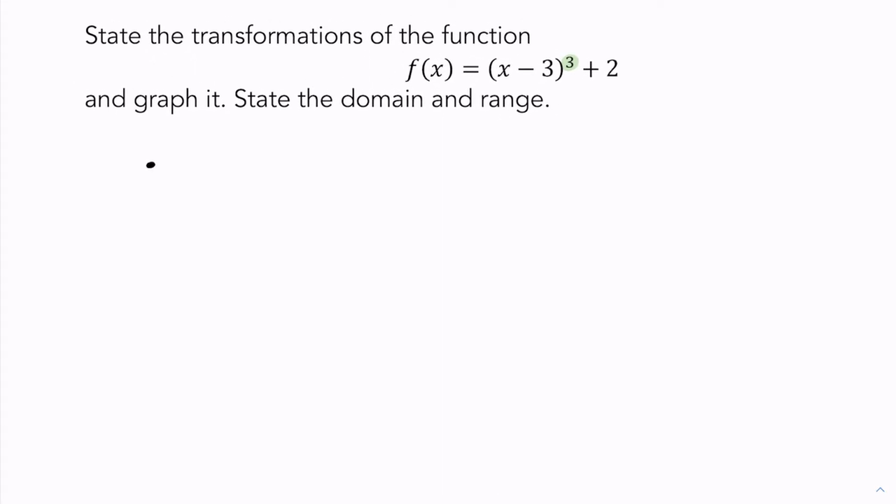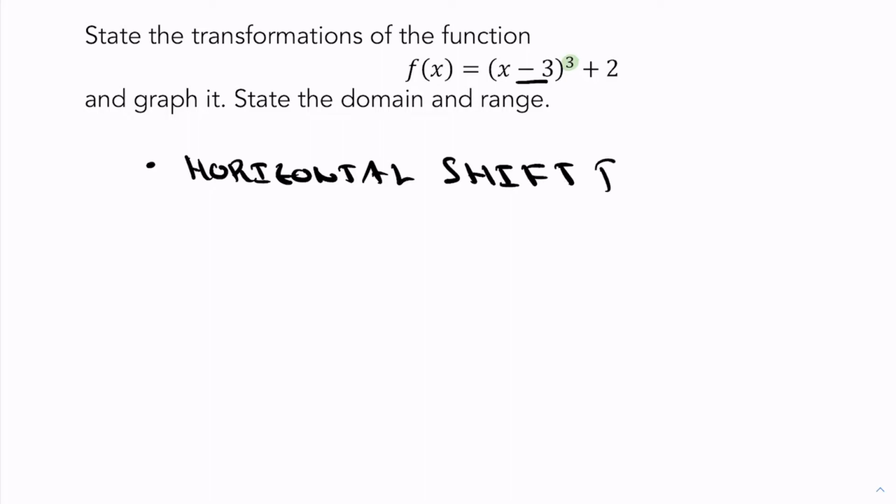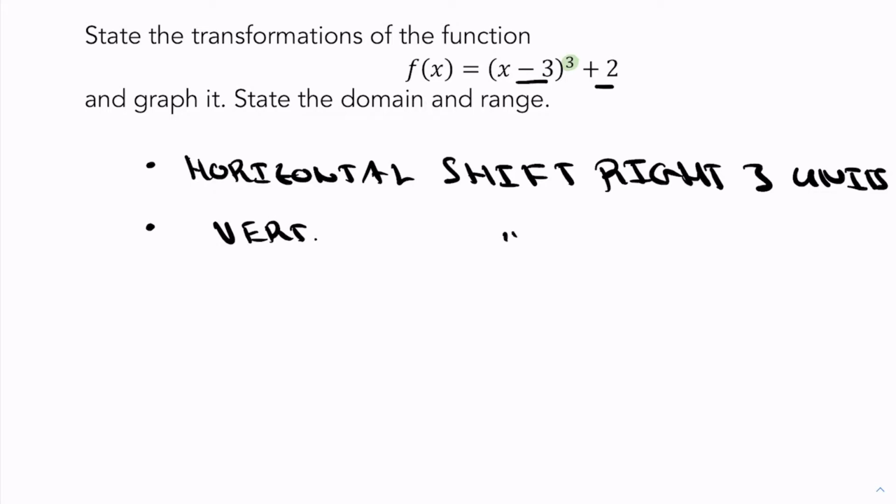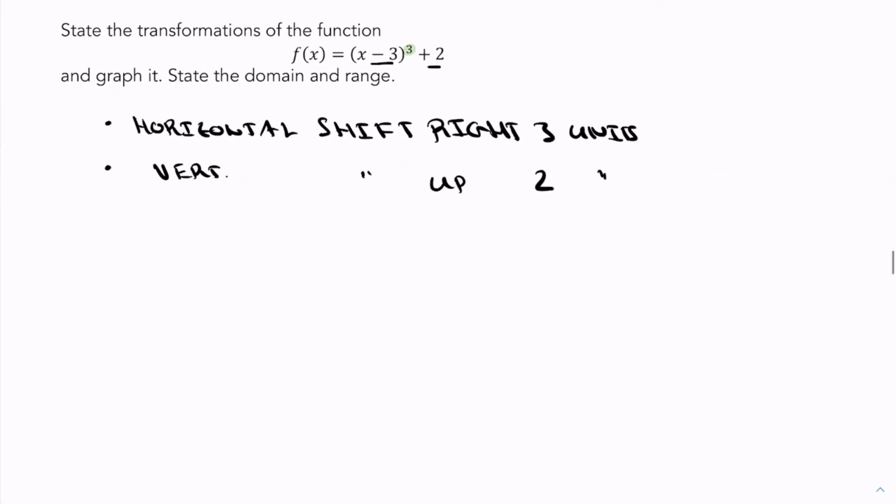Well, pretty straightforward. In the first case, this one here, we have a horizontal shift. This is right 3 units. And in the second case, this one over here, we have a vertical shift, and this is up 2 units. So what does that look like?